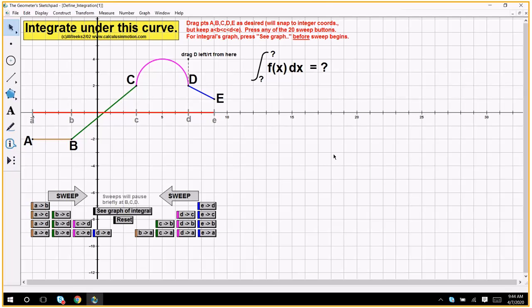Anyway, this is basically what we're going to be doing, and this is called area under a curve. I'm just going to go from A to B. There's the area under that curve, or above that curve. And B to C, there's the area there. And then, of course, from C to D, area there. And then from D to E.